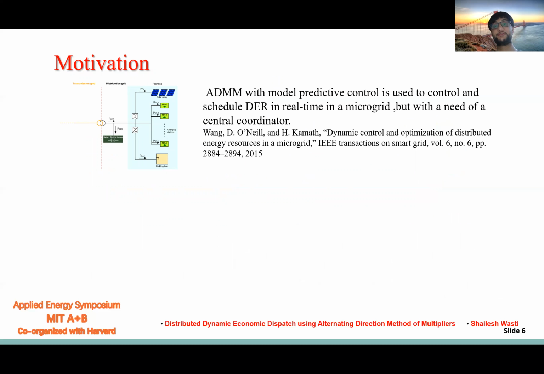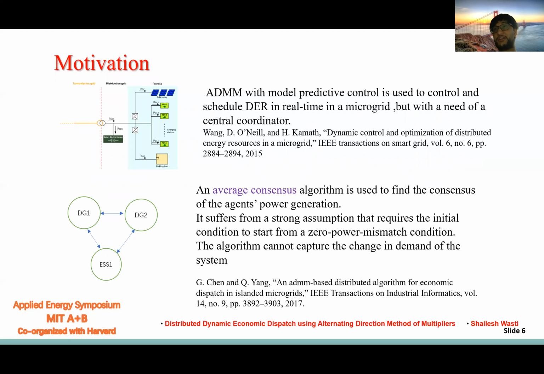ADMM has been extensively reported in the literature for resource allocation problems. This paper solves dynamic economic dispatch to schedule DER with the need of a central coordinator, the point of common coupling. This is by definition decentralized. The second one exploits average consensus to implement a distributed form of ADMM, but it has a strong assumption that the demand of the network should be constant. We can call it distributed, but again, there should be some form of coordination to let all agents know the demand of the network.